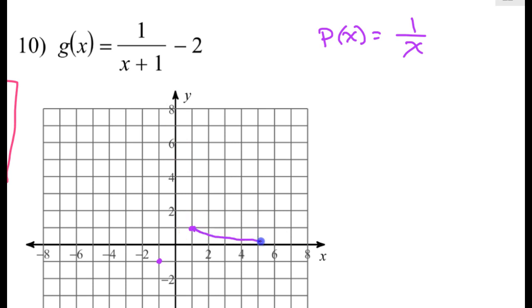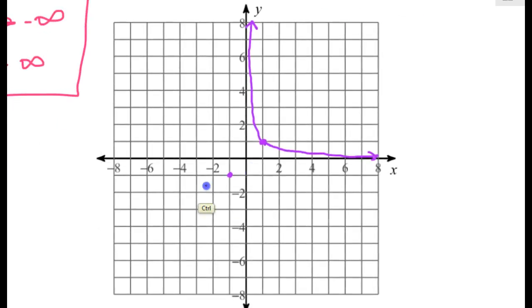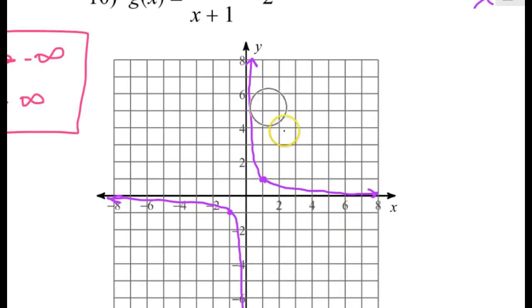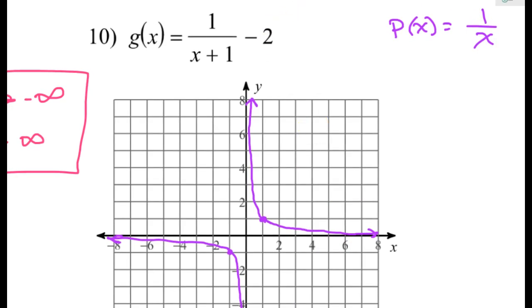So the parent function was looking like this. Asymptote, asymptote. We had these branches. Okay, that's what the parent function looked like. So now let's talk transformations. Because of this plus 1, this is left 1. Because of this negative 2, this is down 2.